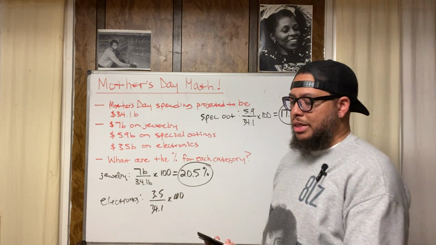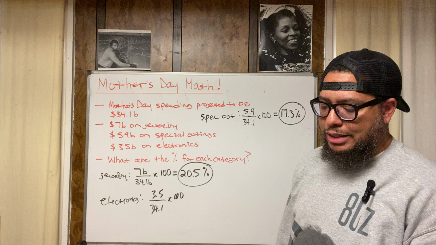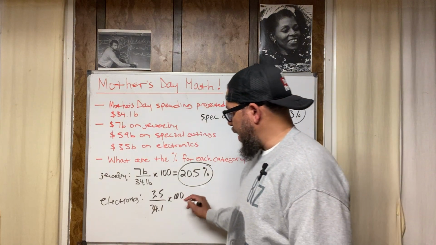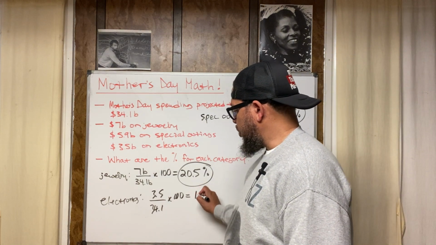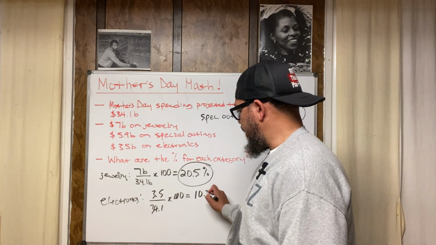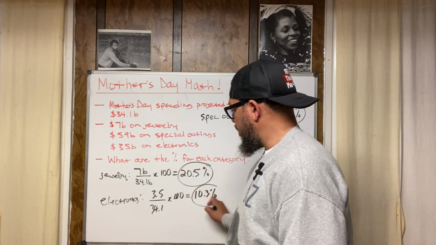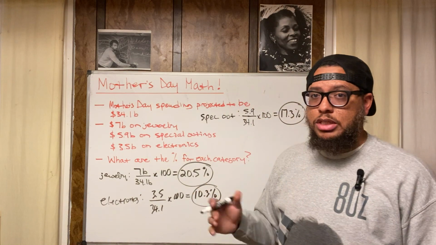We get 0.102639296. Multiplied by 100, you would get 10.3%. Now I'm rounding, because I would get 10.26%.